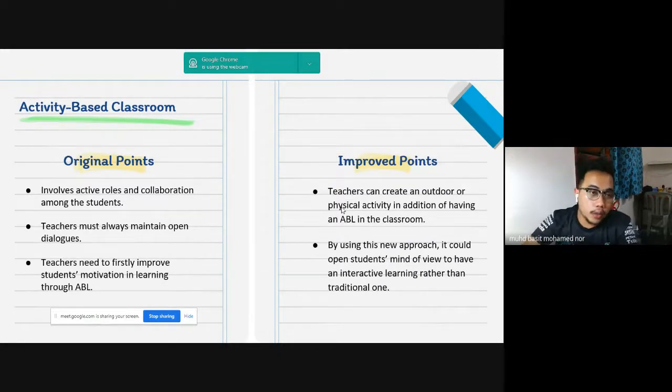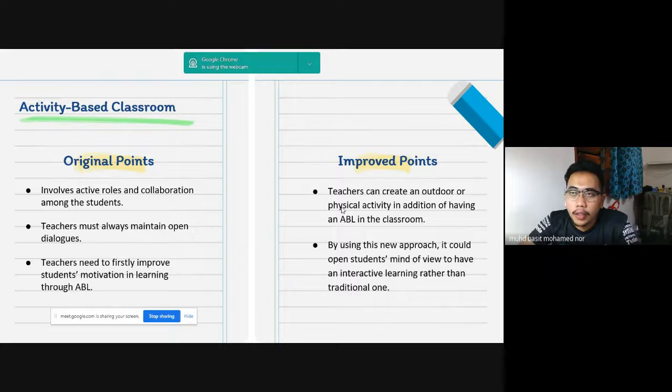From my original points, I said that this activity-based classroom involves an active role and collaboration among the students. Teachers must always maintain open dialogues, and teachers also need to improve the students' motivation in learning through activity-based classroom. But for the improvement point that I'm going to say in this presentation, teachers can create an outdoor or physical activity in addition to having an ABL classroom.